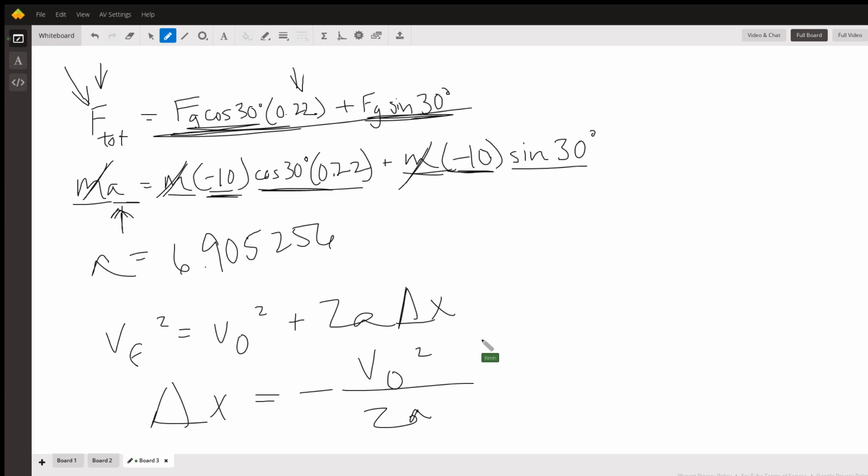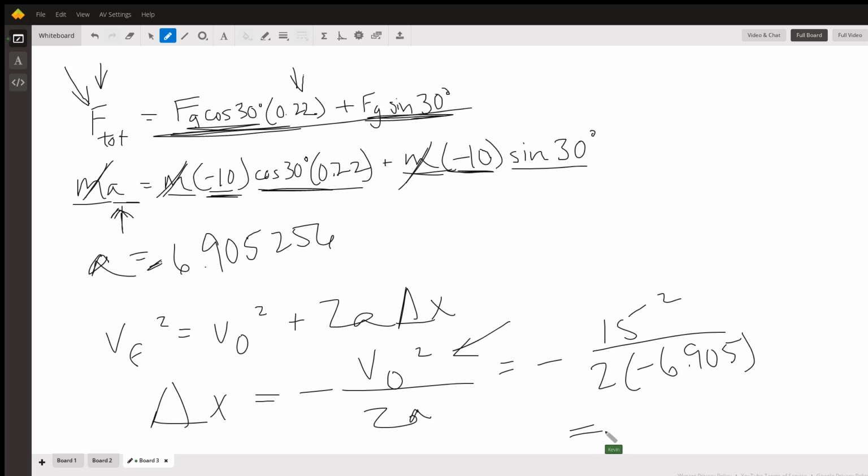We saw that 15 is our initial velocity, so that's -15 squared. And we have our acceleration, which is against the direction of the velocity, so actually it's going to be negative, sorry. So we're going to have 2 times -6.905 whatever. And when you do that out, you get 16.29 meters. And that's going to be your answer.